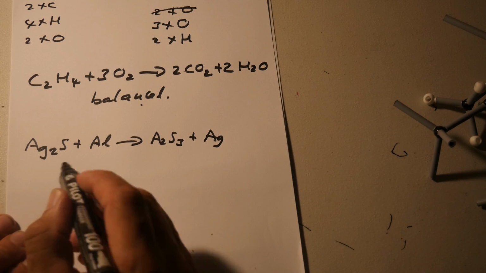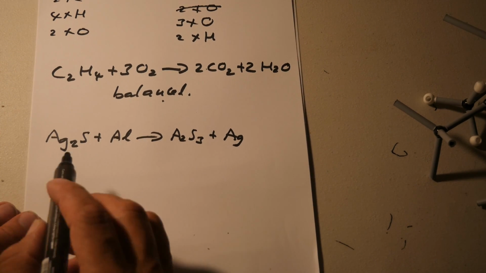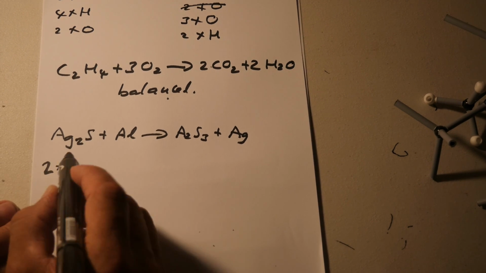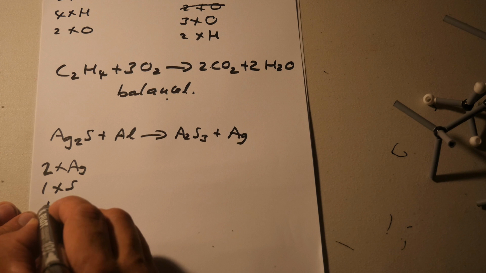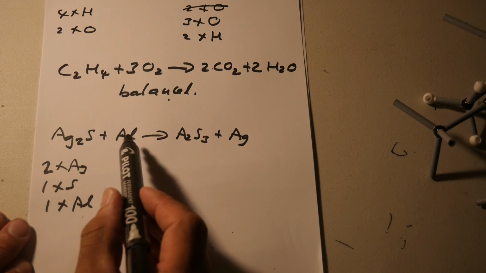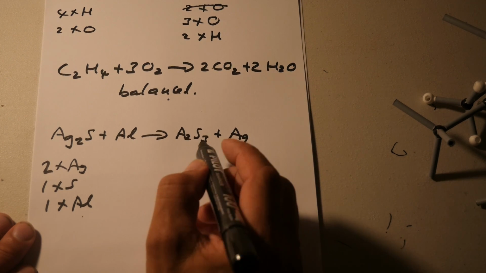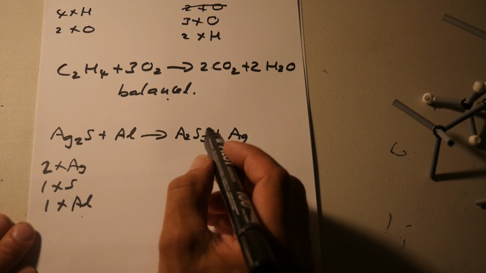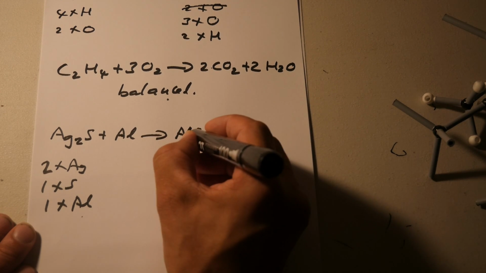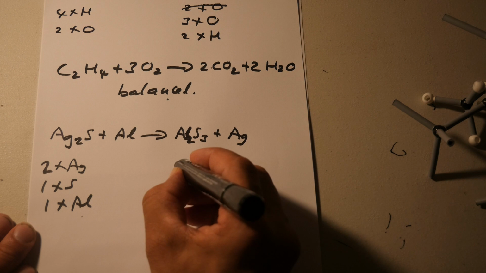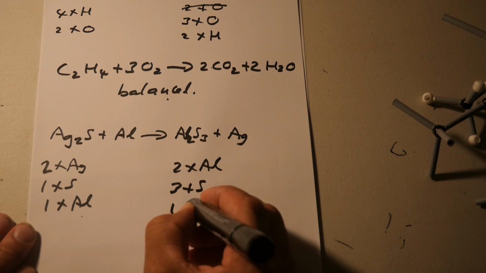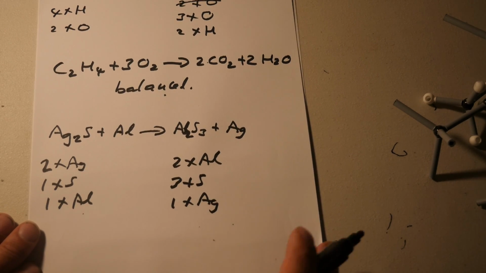That's actually silver, not mercury, silver. So there's 1 times Ag, 2 times Ag, 1 times S, 1 times aluminium, 1 times silver, 1 times sulfur, 1 times aluminium. That should be aluminium 2. So you've got 2 times aluminium, 3 times sulfur, 1 times silver, okay?